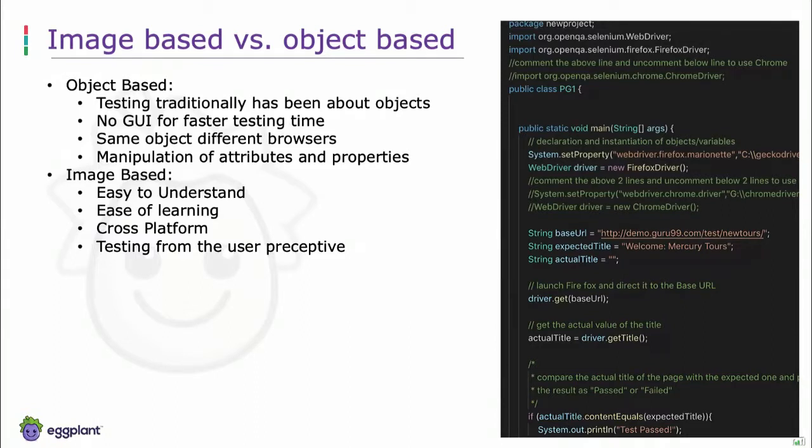As mentioned, there's traditional testing for objects. There's also no GUI, so it's a faster interaction, meaning you can get through testing a little bit quicker than from an image standpoint. The same objects work across different browsers, so you can look for the same header or the same HTML path. It wouldn't matter what browser you're on, whether it's IE, Mozilla, Firefox, or what have you.